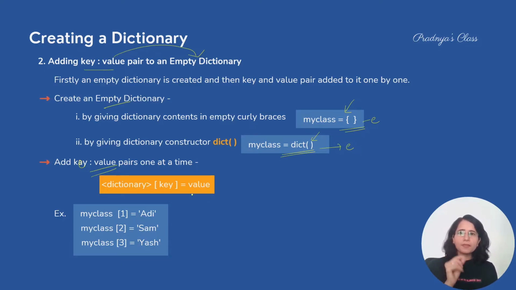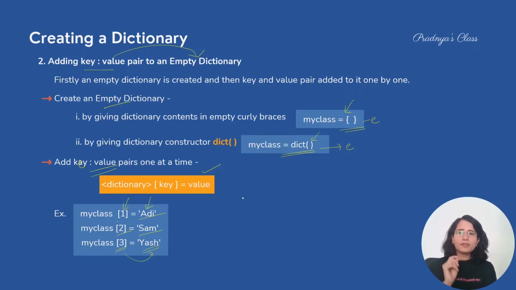Now the second step is to store key value pairs to the empty dictionary. So this is the syntax to give the key value pair and it will store one by one. With this example also I am going to create the same dictionary which we created by the first method. So the key is 1 and the value for that key is this. Similarly, one more key pair I am going to create. The key is 2 and the value is this. And the third key is 3 and the value for this is Yash.